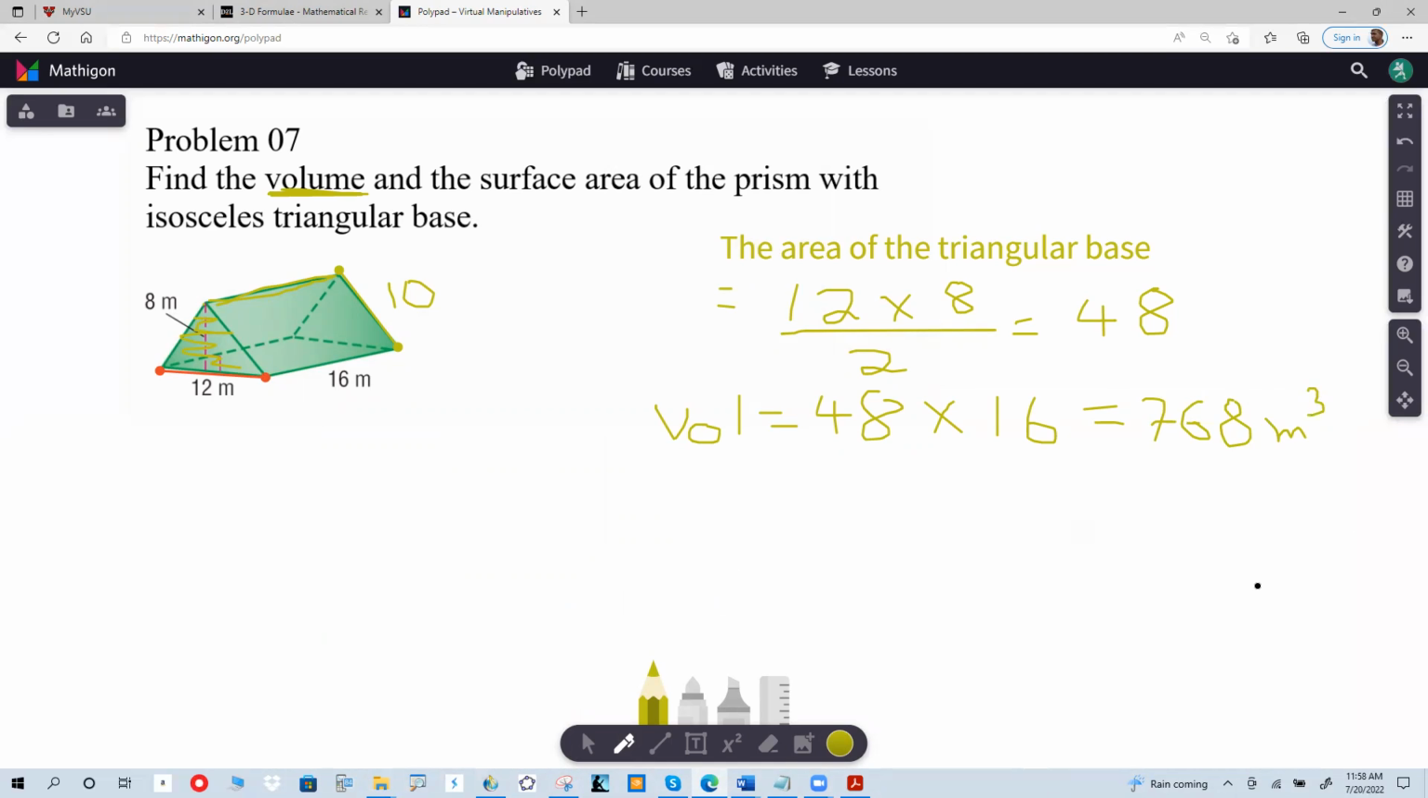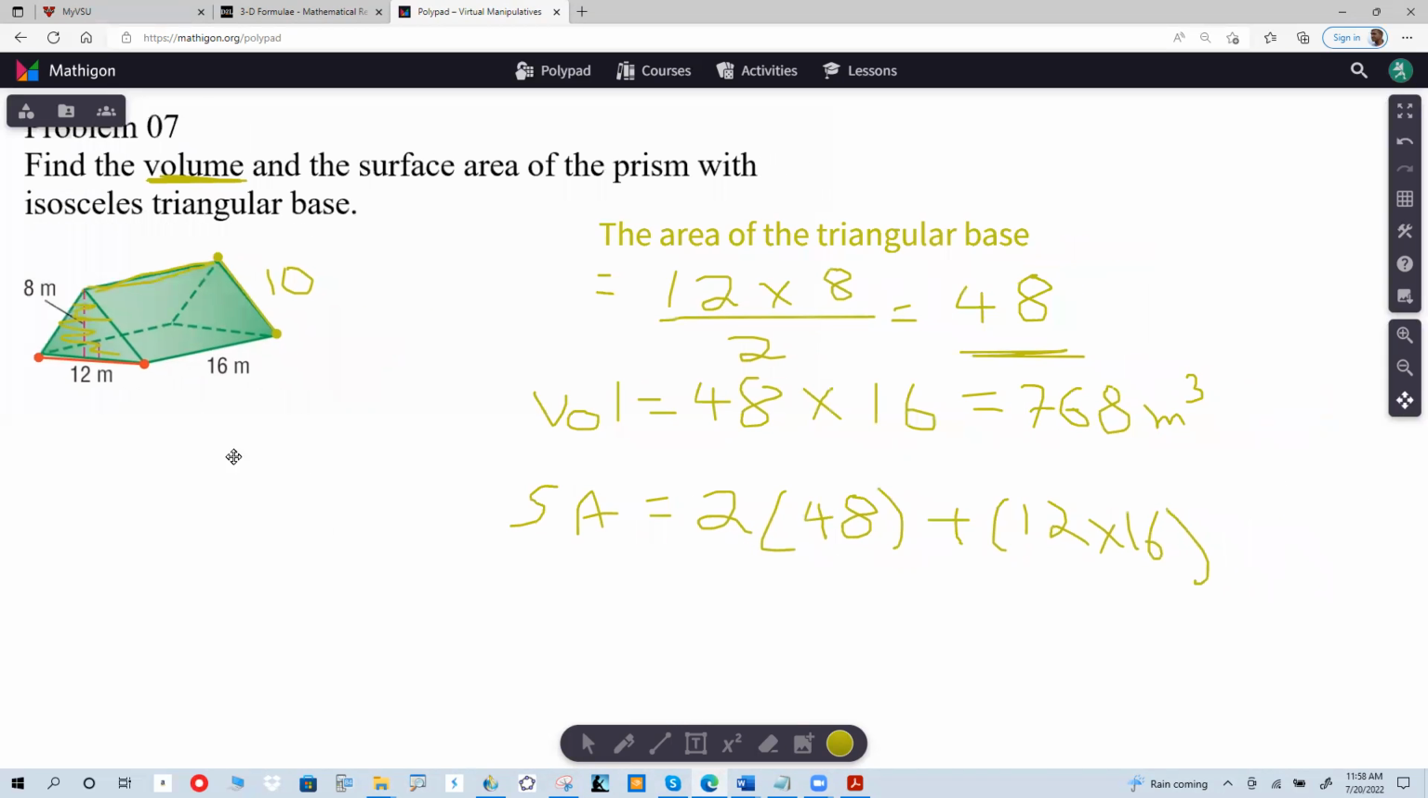Now, how do I find the surface area? Remember, guys, surface area is simply the area of the outer surface. Here I have 2 triangles and each is 48, so I'm going to say 2 times 48. I don't have to redo the calculation. Now the base is a rectangle that's 12 by 16 and there is only one of them. And then I have 2 rectangles that are 10 by 16, one on this side, one on the other side. So that's why I will have an extra 2, 10 by 16.